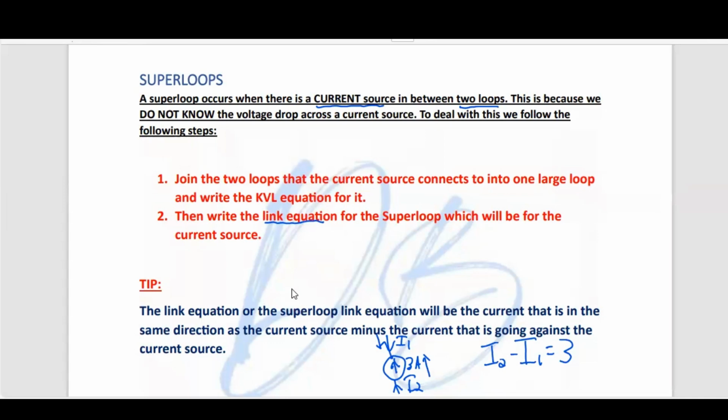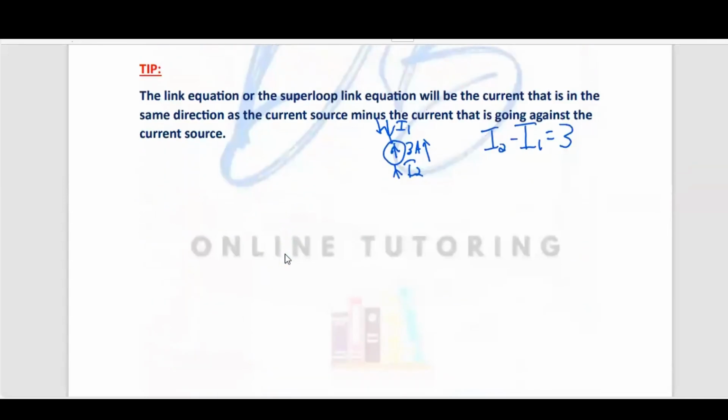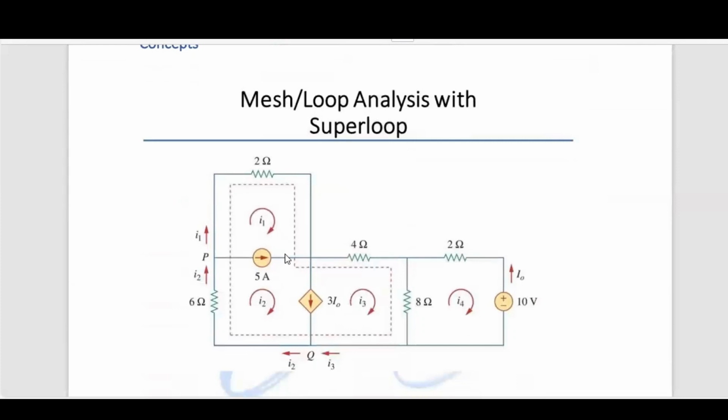Value for the current source. Alright, so I see a question. This is for the super loop, right? So watch this. You have a current source here, and you have a current source here. So let me do step one first.